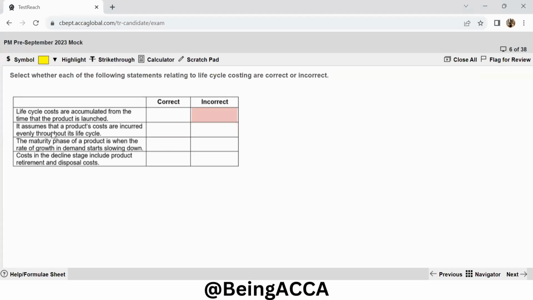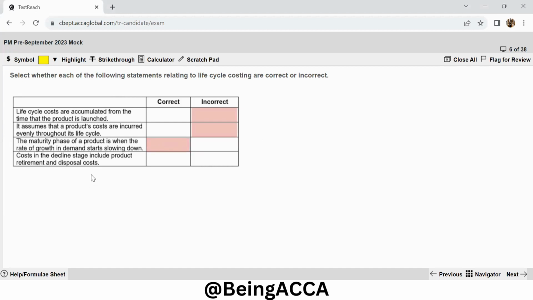Now moving to the second statement, it assumes that a product's costs are incurred evenly throughout the life cycle. This is also incorrect. We do not assume that it is evenly. We just take into account all of these costs. They may be incurred at any time of the life cycle. The maturity phase of a product is when the rate of growth in demand starts slowing down. Now, this is absolutely correct. We have seen that when the rate of growth in your demand is starting to slow down, that means you have reached the maturity phase in your life cycle.